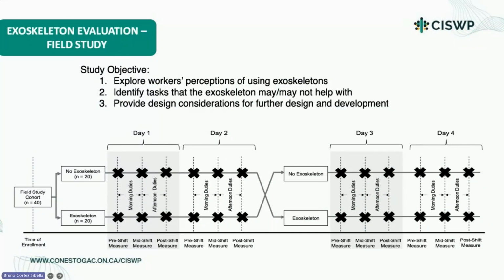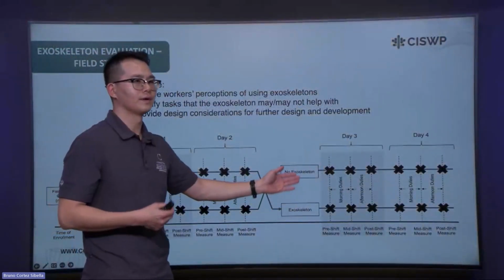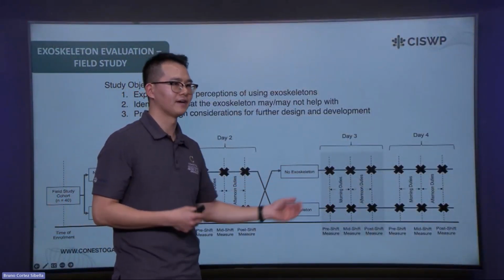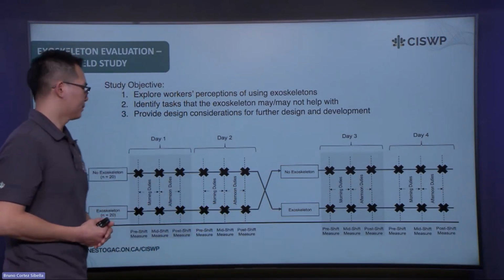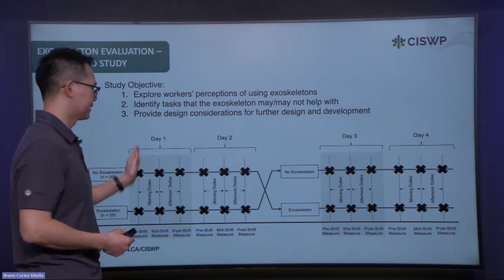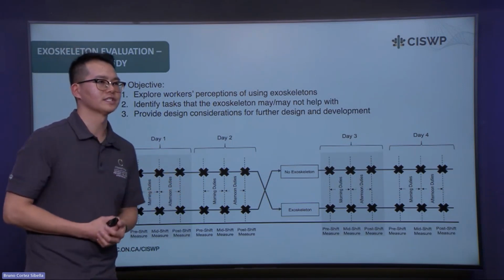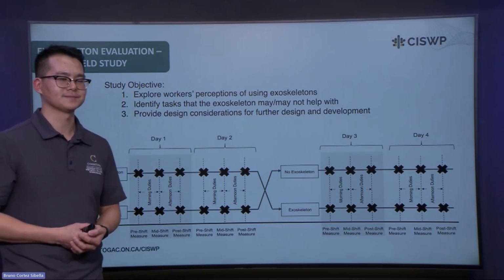For the first 2 days, we divided our sample into 2 groups. So we had half of the participants perform their typical tasks as usual without the exoskeleton, and the other half perform their usual tasks while wearing the exoskeleton. After the 2 days, they switched conditions. So those who were working without an exo were now asked to wear an exoskeleton and vice versa. And we met with each participant 3 times a day at the beginning, middle, and end of their work shift to conduct a test battery of measurements.